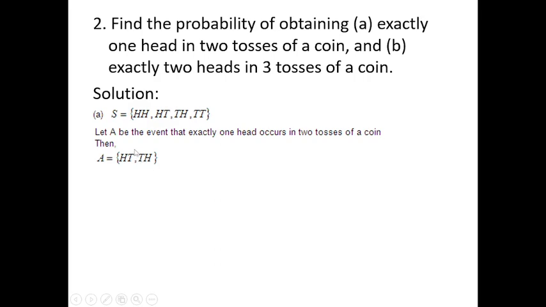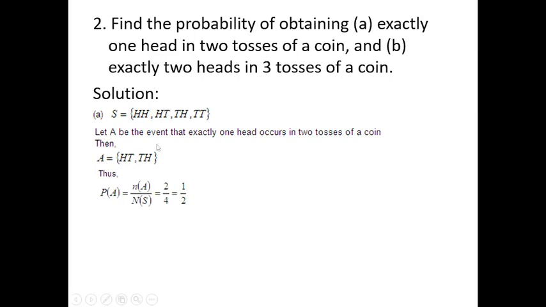No? So, first toss, head. Second toss, tail. First toss, tail. Second toss, head. So, dalawang outcomes lang ang meron tayo para sa exactly one head in two tosses of a coin. Okay? So, ano yung probability na mangyayari yung event A na yan?